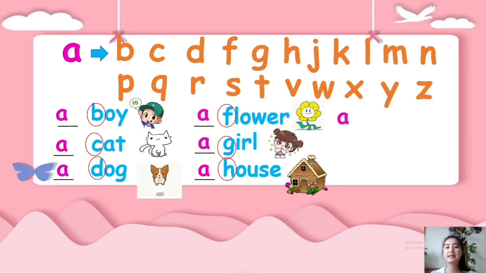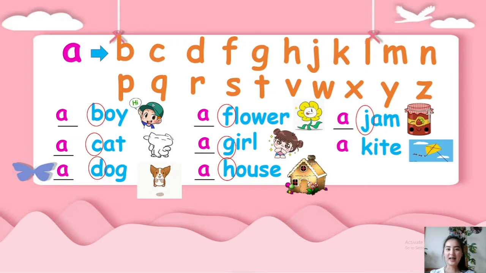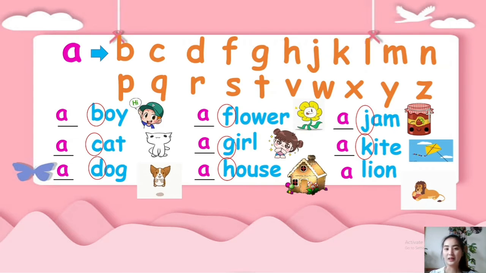Another example is a jam. Jam starts with letter J. That's why we use a jam. Next, a kite. Kite starts with letter K, so we use the article a. Next, a lion. So lion starts with letter L, so we need to use the article a lion.